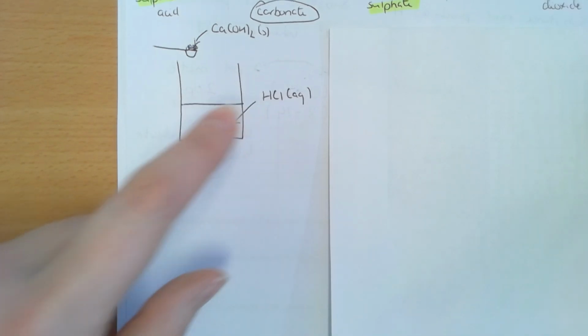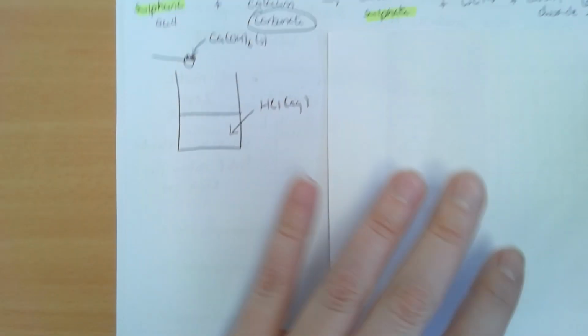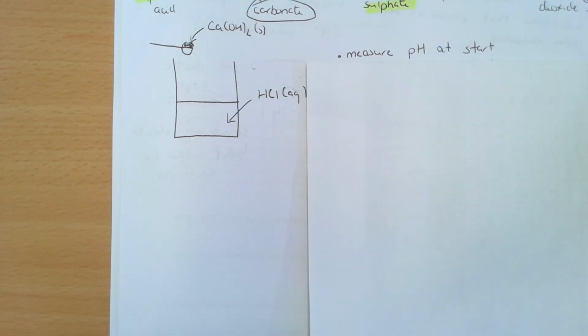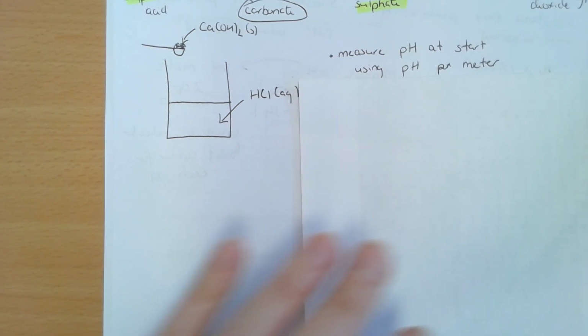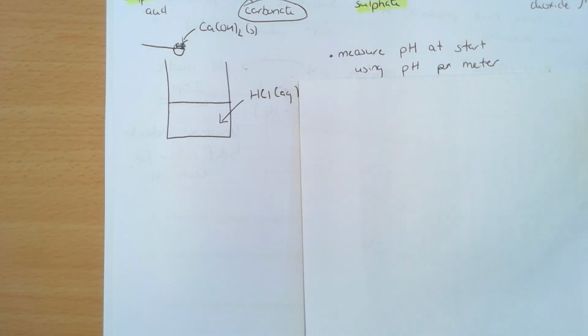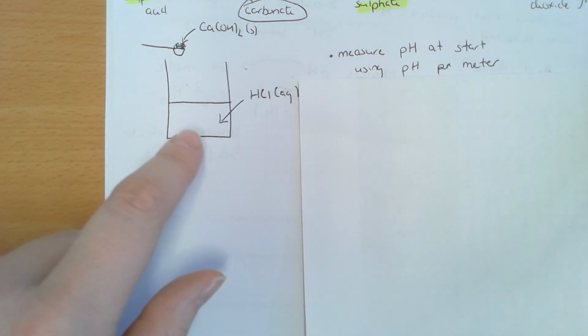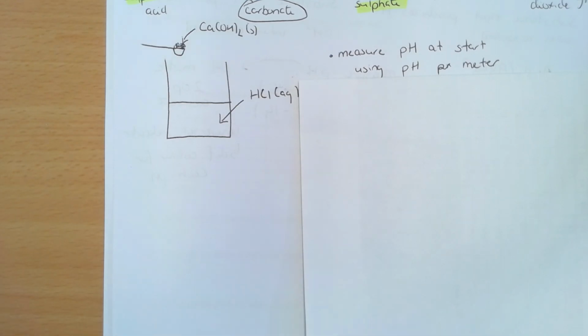And the practical is, how do you measure the changes in pH as you add a base to an acid? Okay, well, you need to know what the pH is at the start. So you measure the pH at the start. Say how you would do that. Okay, the most accurate way is using a pH meter, but universal indicator is also acceptable. So you measure the pH at the start. You'd expect it, because it's an acid, to maybe be around 1.